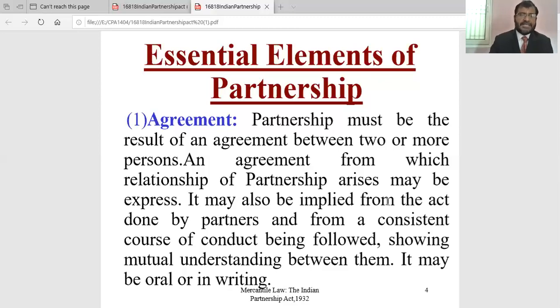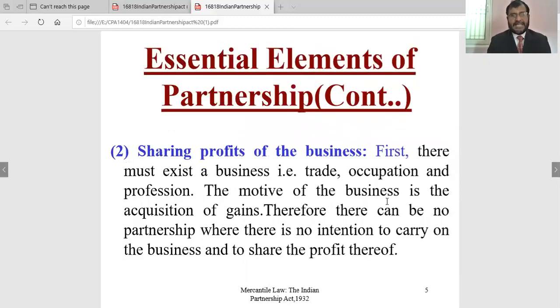Okay, second we will see what is the second condition. The second most essential element of a partnership is sharing of profit of the business. There must exist a business, that is trade. It can be a trade, an occupation, or a profession also. The motive of business is acquisition of gain. Therefore, there can be no partnership where there is no intention to carry on a business and to share the profits. I think this sentence is very important.